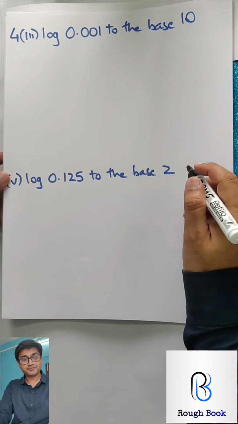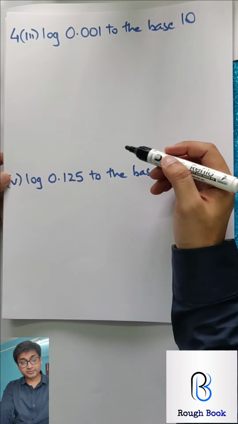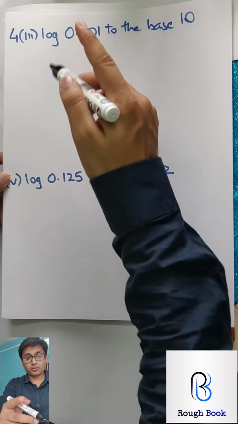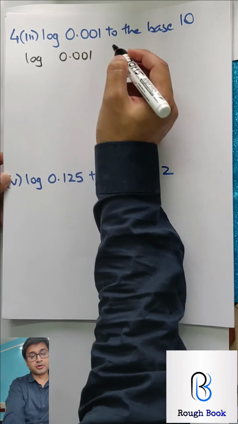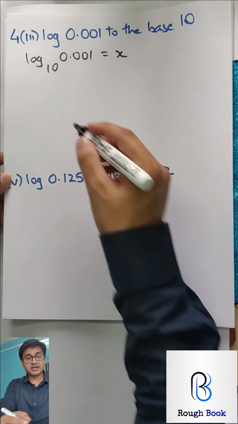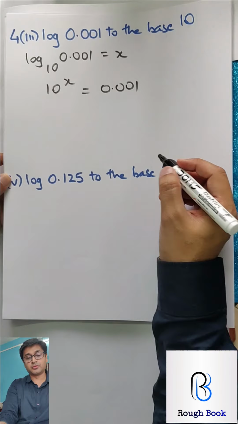4 part 3. Convert, write this in logarithmic form. Then convert to exponential form. Supply an x to it and solve it. Pause the video. Come on. So log 0.001 to the base 10. Write it as equal to x. Convert to exponential form. 10 raised to x, 0.001.